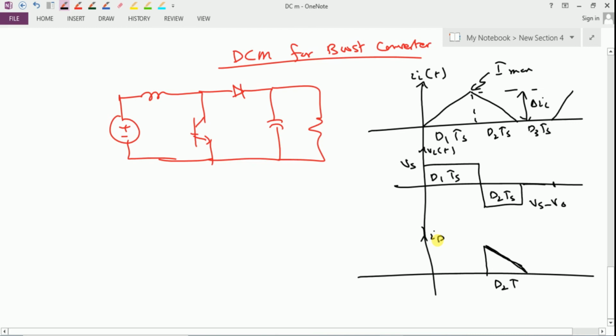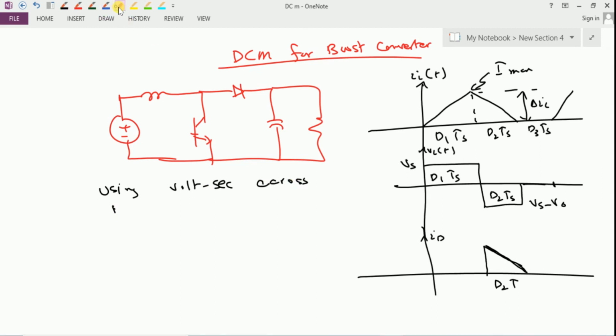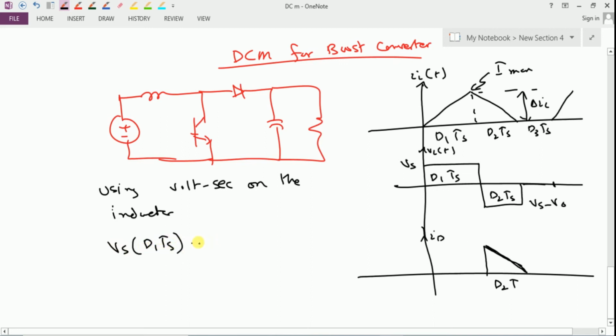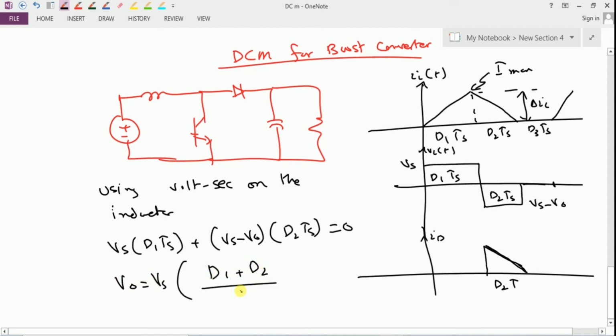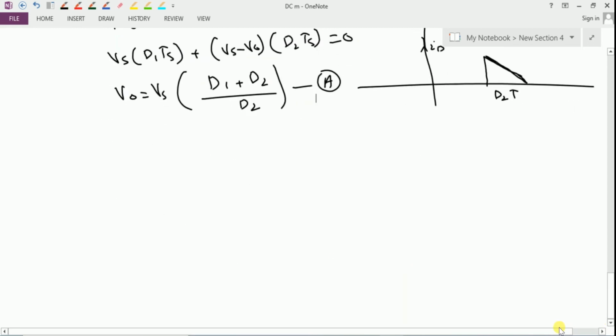So first of all, using the volt second balance on the inductor, we have Vs into D1 Ts plus Vs minus V naught into D2 Ts, that is equal to 0, and this gives me V naught is equal to Vs into D1 plus D2 divided by D2. So let us say this is equation number A.